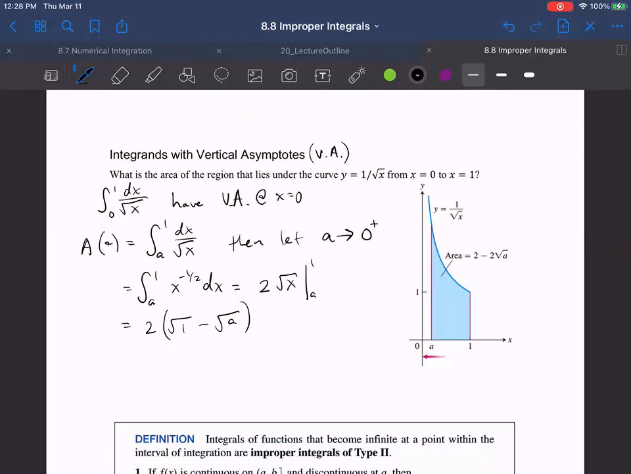And then we can take this limit, right? This is 2 root 1. Root 1 is just 1, so this is 2 minus 2 root a. And then we can do our limit as a goes to 0 plus of 2 minus 2 root a, which is 2 minus 2 root 0, which is 2.